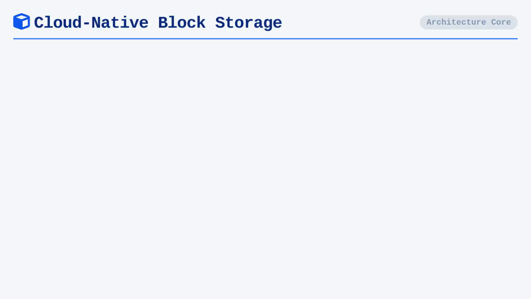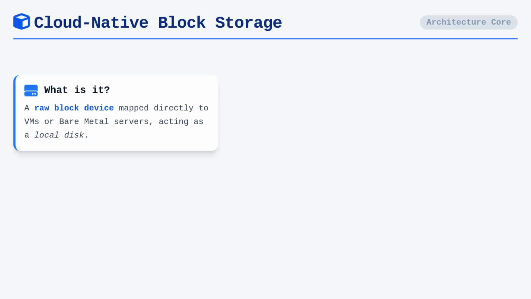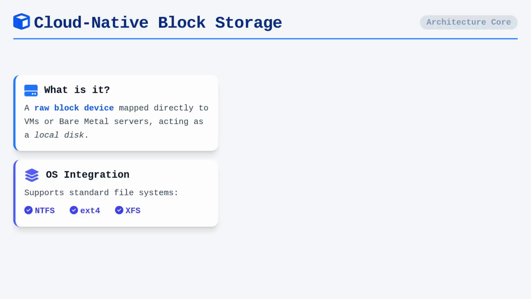At the core of modern cloud-native architecture, block storage represents a raw block device mapped directly to a virtual machine or bare metal server as a local disk. Unlike object storage, which handles unstructured data via an API, block storage is treated by the operating system as a traditional drive, supporting standard file systems like NTFS, Extension 4, or XFS.